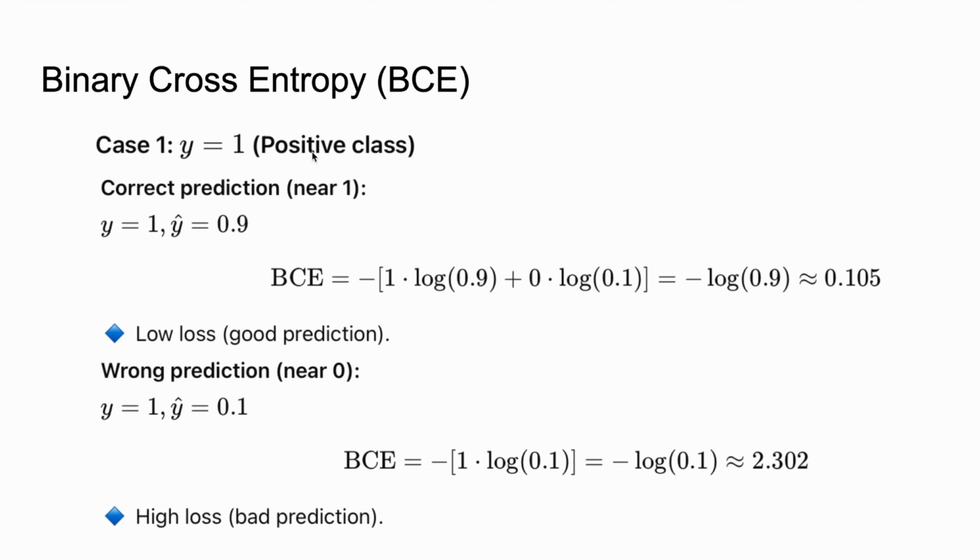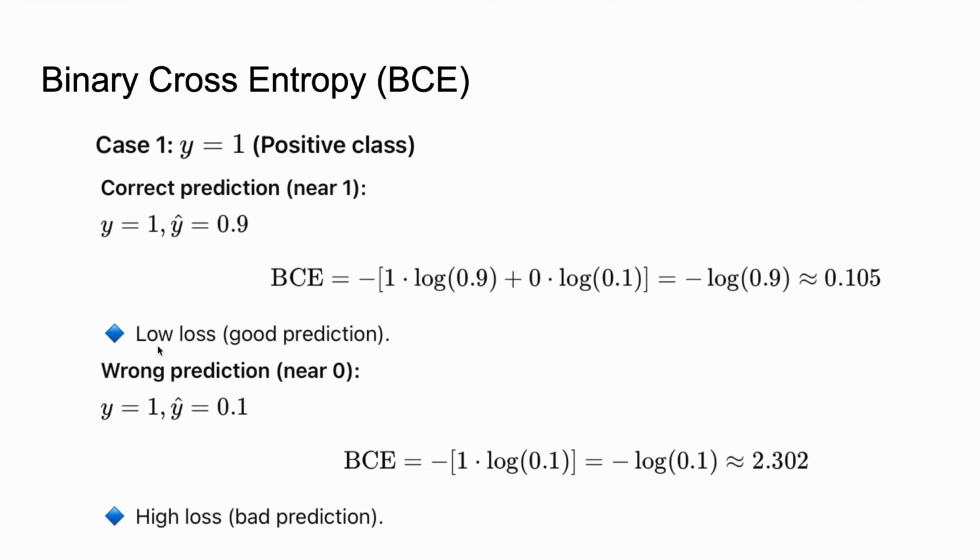So we have two classes, positive class and negative class. If y is equal to 1, that means positive class. If y is equal to 1 and the prediction that we are getting is 0.9, that means it's a correct prediction, because if we use the cutoff of 0.5, then it will become 1. So it's a correct prediction. When we put the values into the formula, we get an output of 0.105, which is a low number. That means the loss is low.